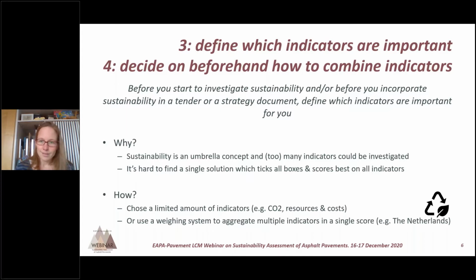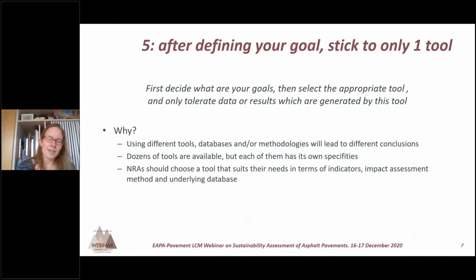But that's the most important thing I want to mention. If you have multiple indicators, decide beforehand how you are going to use them, and not once you have implemented them and you already have your tenders with sustainability in it, for example. And then, once you have defined your goal, you start with that. Then choose an appropriate tool and only tolerate data results which are generated by this tool.